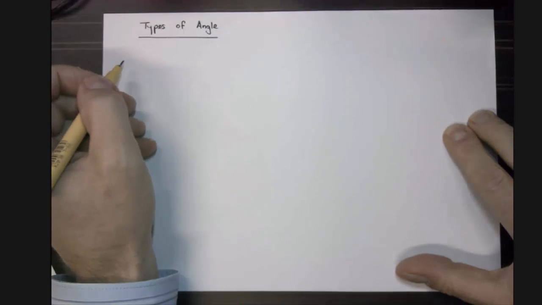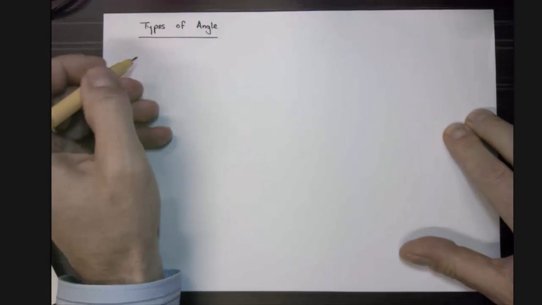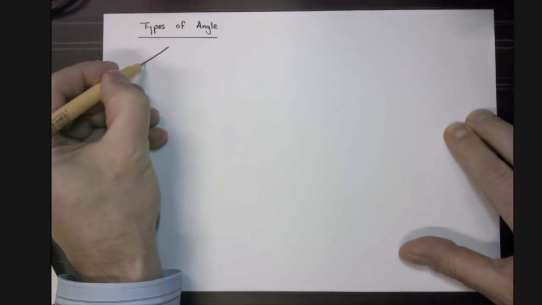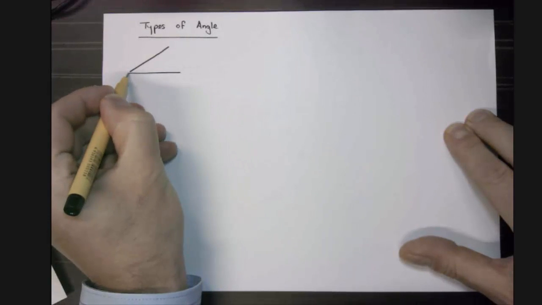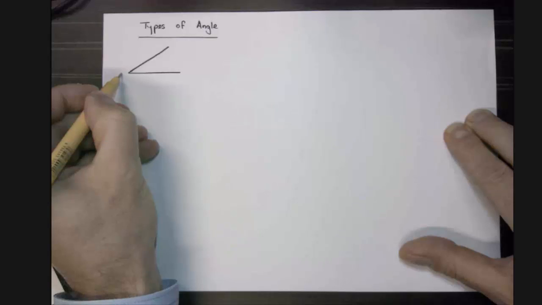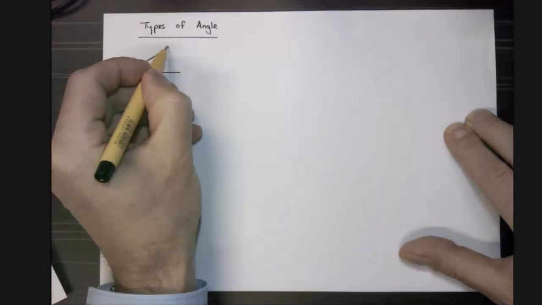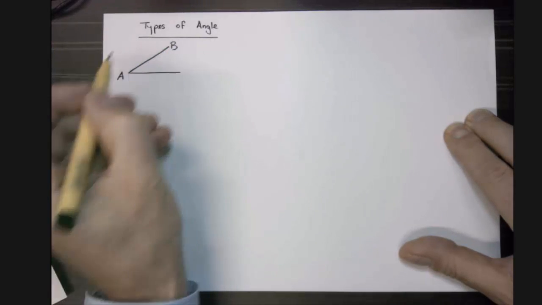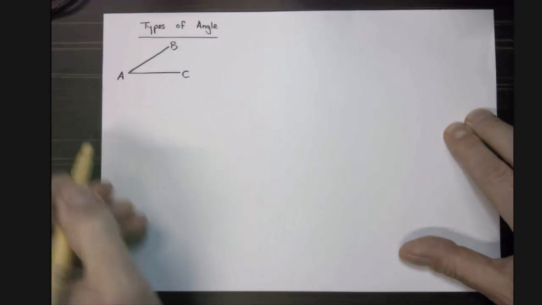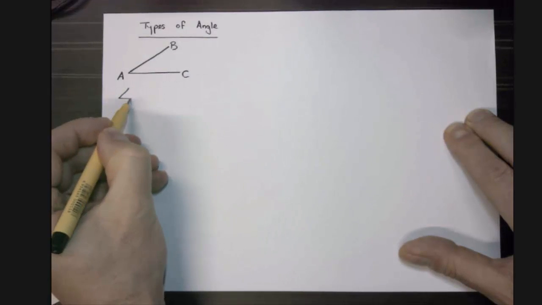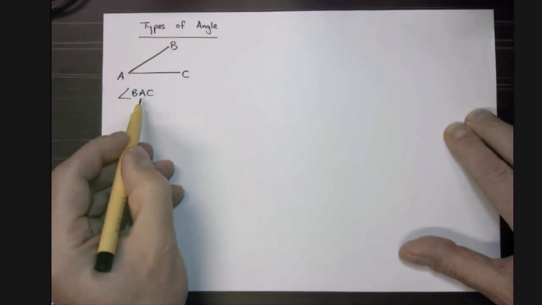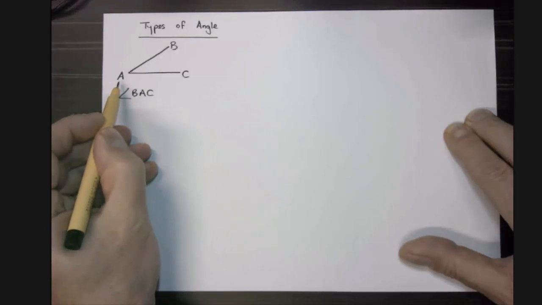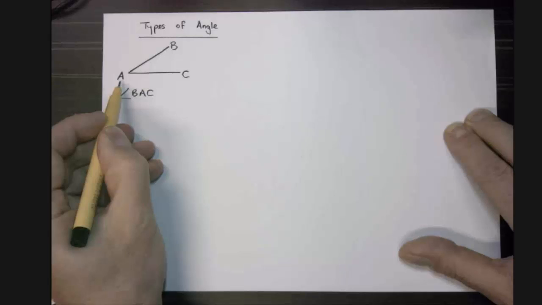Okay, so we need to look at angles. Angles are whenever we get two lines, sometimes they're called rays or line segments, meet at a point. The point will have a name. Let's say this name is A, and this point here is B, and this point here is C. We say this angle is angle BAC. The reason why the A is in the middle is because the A is at the point of the angle. Whatever's in the middle is the point of the angle.